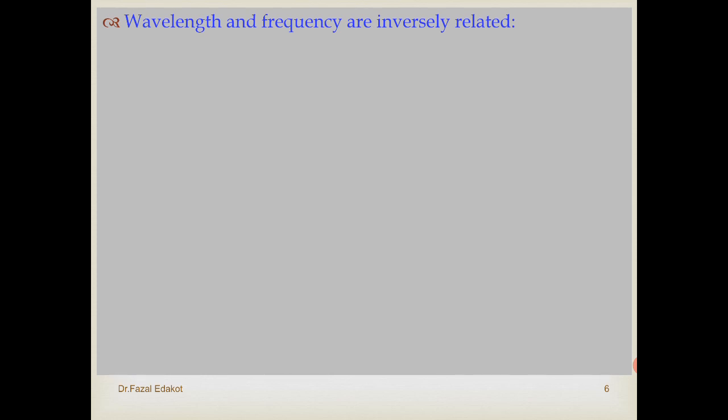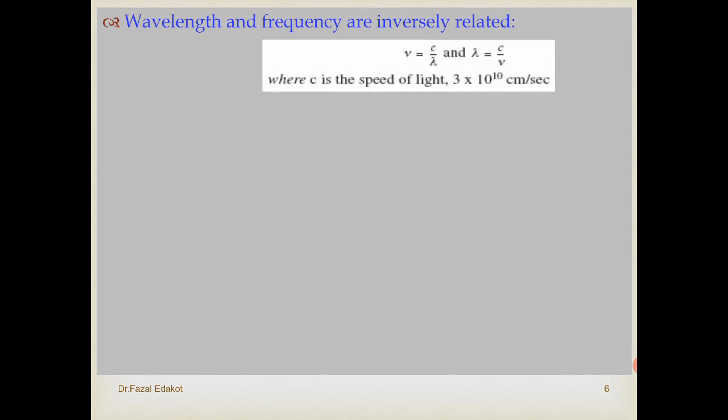What are the characteristics of a radiation? Wavelength and frequency are inversely related. We know that nu is equal to c by lambda, and lambda is equal to c by nu, where c is one of the most accurately determined constants, what we call the velocity of light, 3 into 10 raised to 10 centimeter per second.